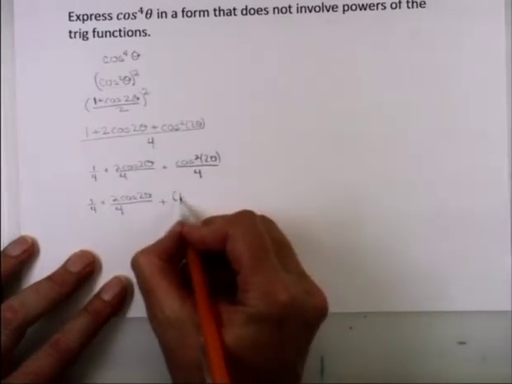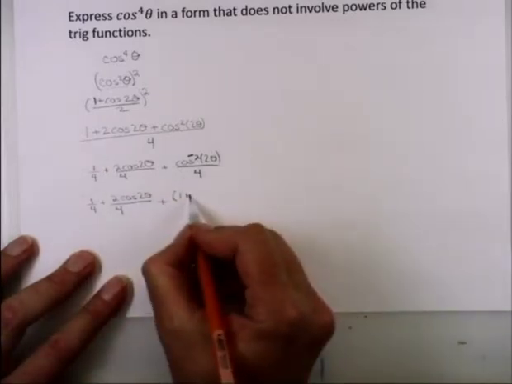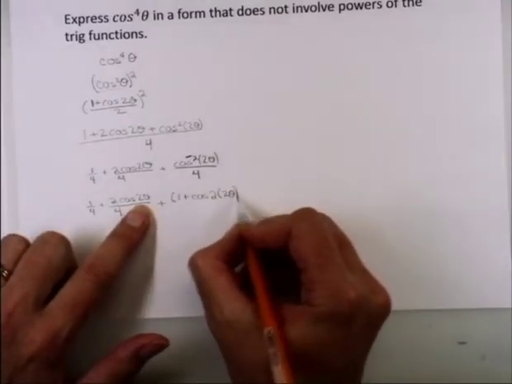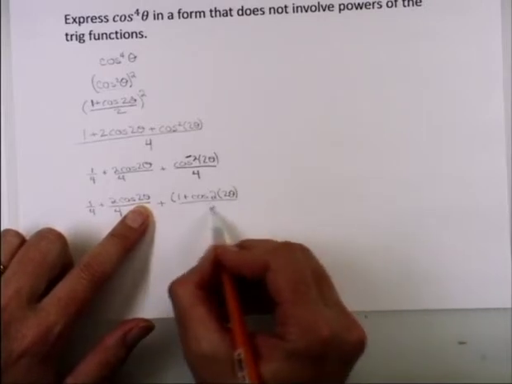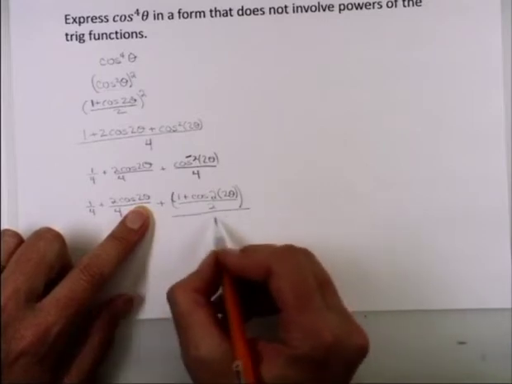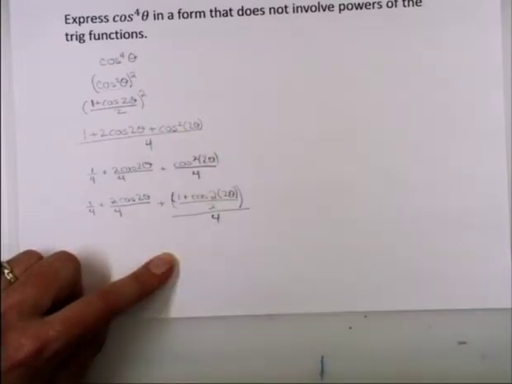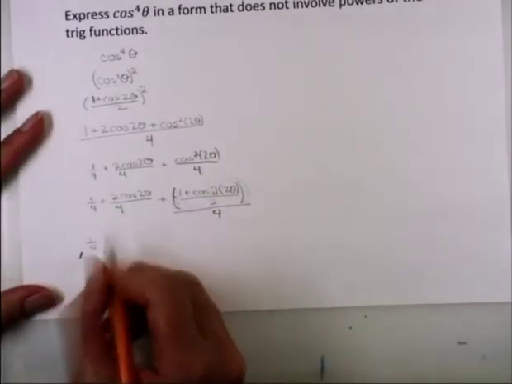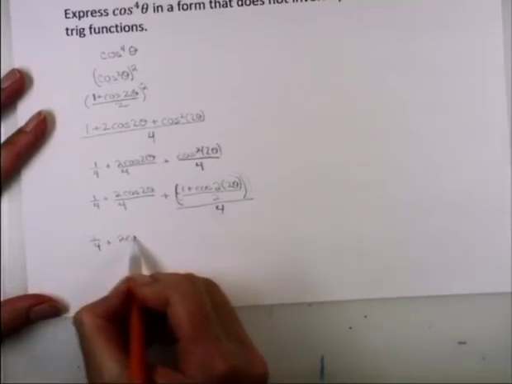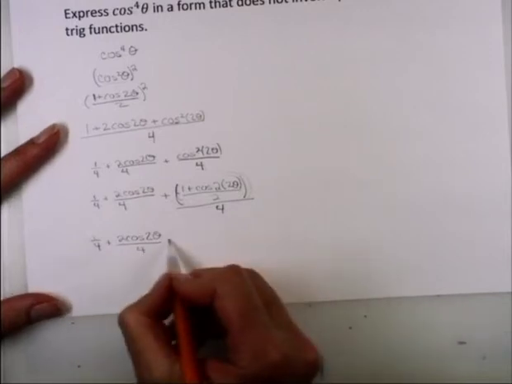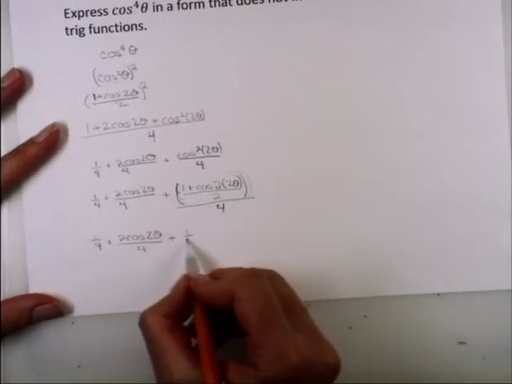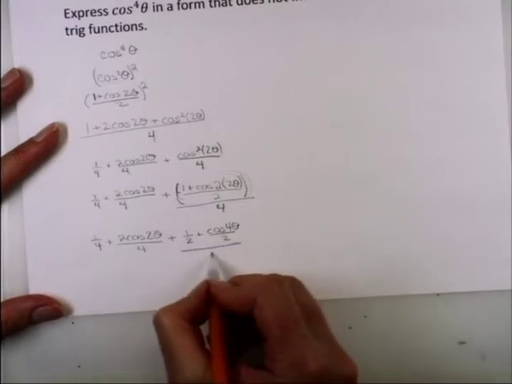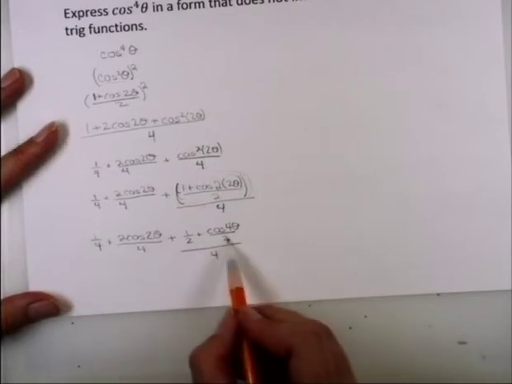So I have the quantity 1 plus cosine of 2 theta, but in this case theta is 2 theta. So it looks like that. And the whole thing is over 2. And then that is also over 4. Okay, so this top part here is that power reducing identity, and then the 4. So I have 1/4 plus 2 cosine of 2 theta over 4 plus, I'm going to think of this as being 1/2 plus the cosine of 4 theta over 2, and this is all over 4. So when I simplify this new denominator for these two, it is going to become 8.